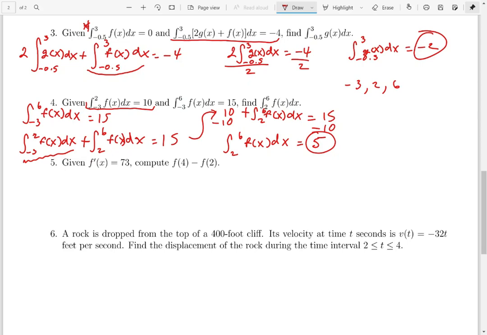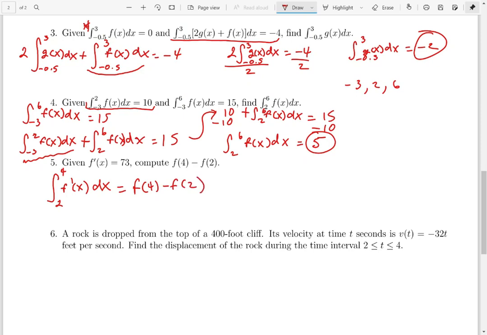Alright, so for this next one, we're told that f prime of x is equal to 73. And we want to compute f of 4 minus f of 2. And so notationally, what we're really doing here is saying, I know that the integral undoes the derivative, and so I'm going to take the integral of f prime of x, but from where to where? Specifically, I want to go from 2 to 4, because that's what's being plugged in, dx. And this will actually give me f of 4 minus f of 2.